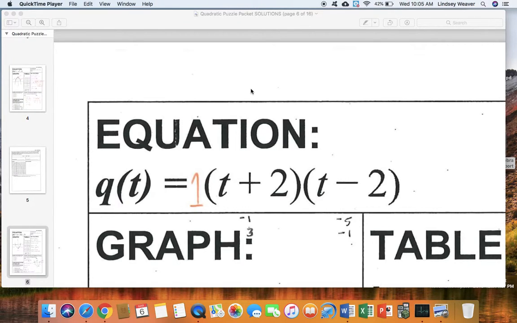Hi everyone, let's take a look at quadratic puzzle number 4. So the first thing that you can notice is that you're given a pattern q of t equal to (t + 2)(t - 2) in parentheses.